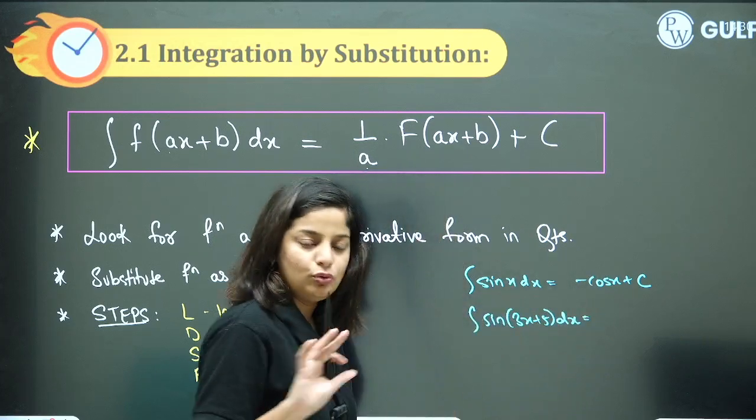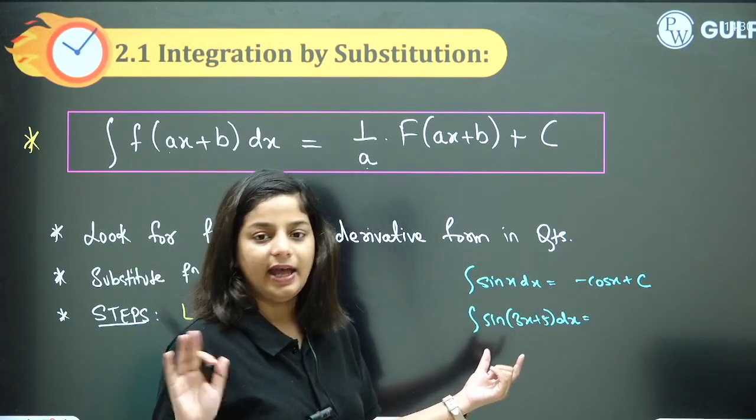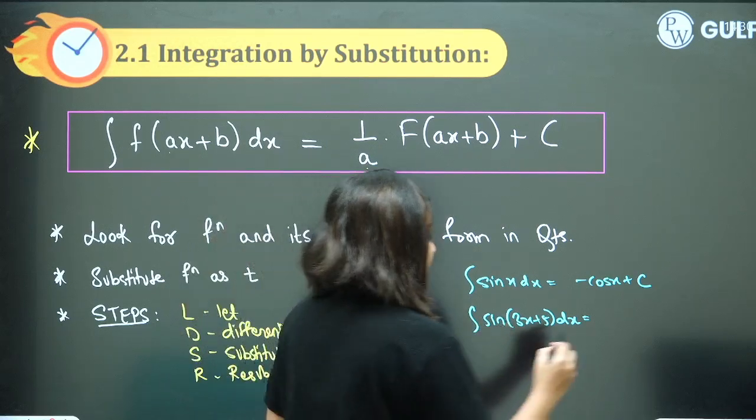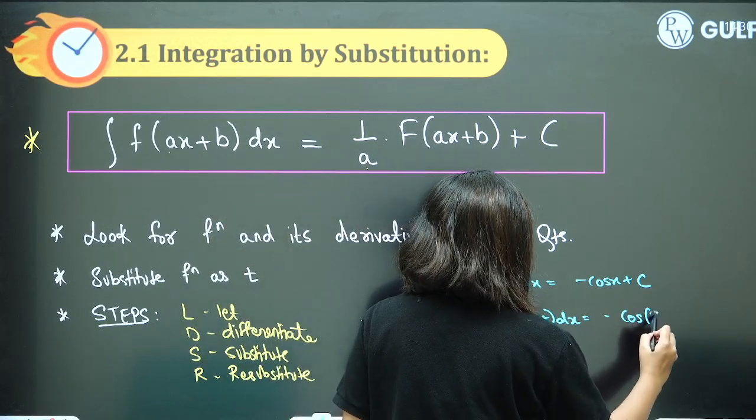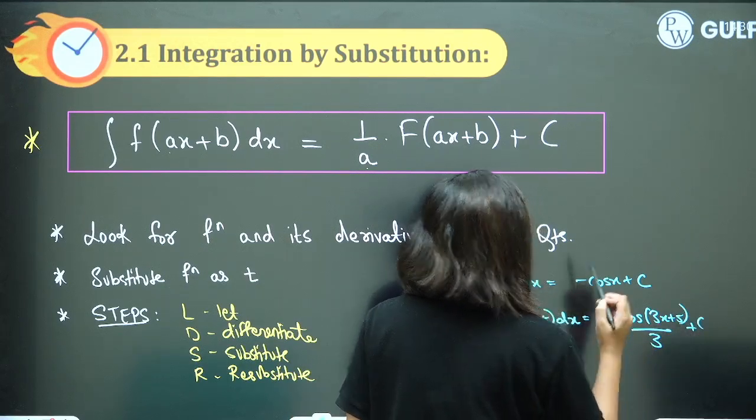You don't have to do all the substitution together. Let 3x plus 5 be equal to t. Simply, it will be minus cos of 3x plus 5 divided by 3. Like your chain rule.